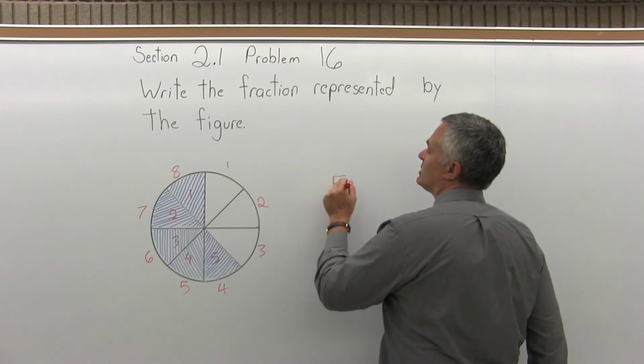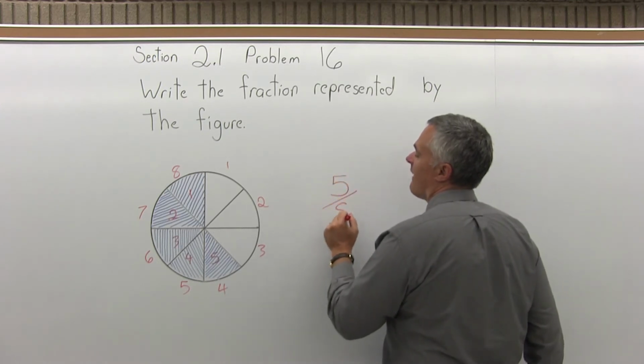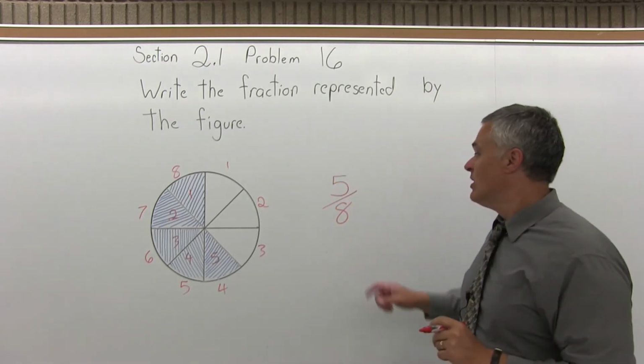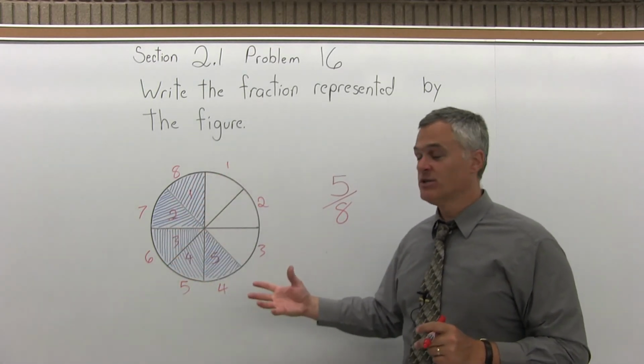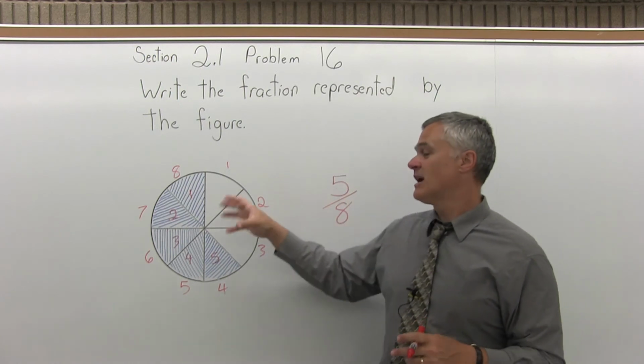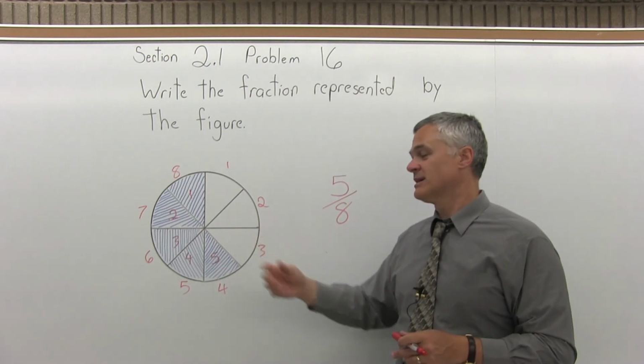So that picture represents the fraction 5/8. The denominator, 8, is how many parts the entire thing is split into. The numerator, 5, is how many of those parts we get, or in this case, how many are shaded.